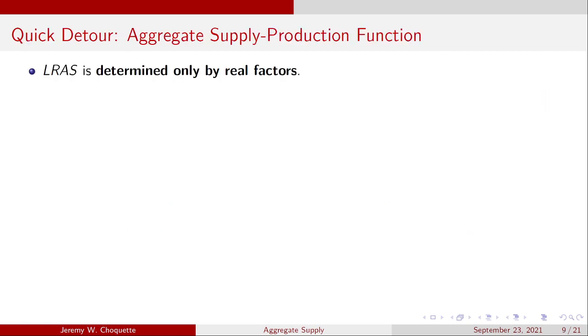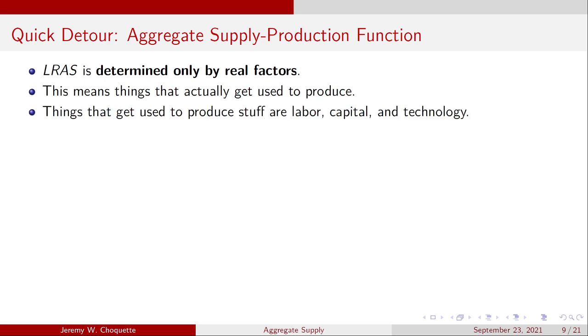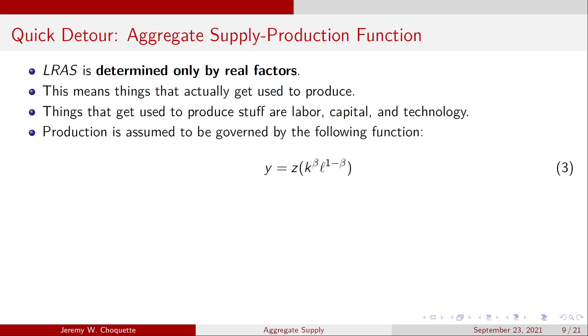So on to long-run aggregate supply. Where short-run aggregate supply was driven by some nominal factors, long-run aggregate supply is only determined by real factors. This means things that actually get used to produce. The things that get used to produce stuff are labor, capital, and technology. Now I'm taking a quick little aside here, but production is assumed to be governed by this function right here, y equals z times k to the beta times l to the 1 minus beta.